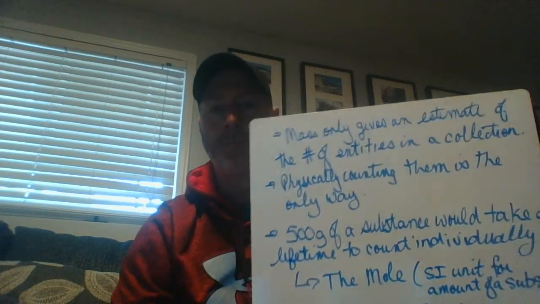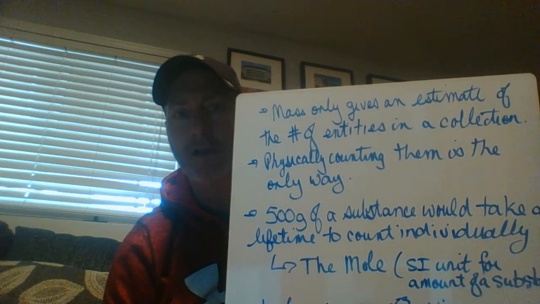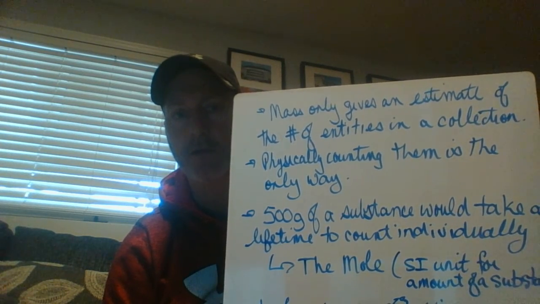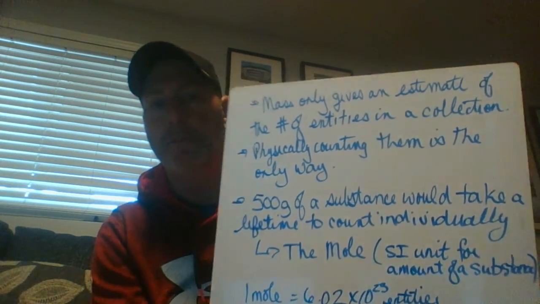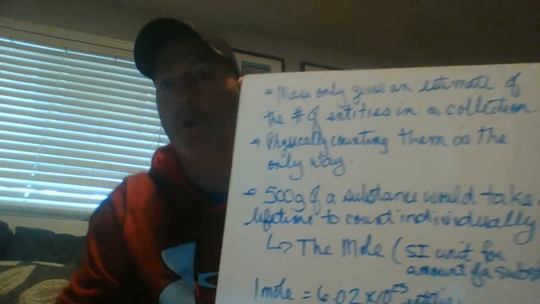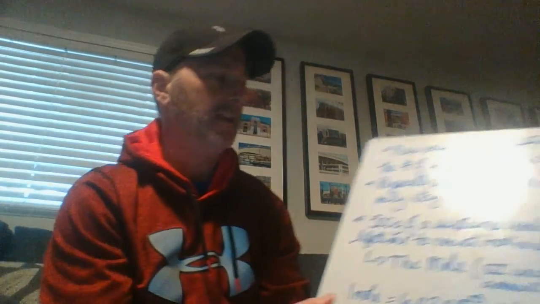Because of that, one of the things that I wrote here in our little notes as a summary is that mass only gives us an estimate of the number of entities in any collection. So it's only an estimate. Mass is only giving us what you did in that mini investigation. It really gives us an estimate of the number of grains of rice in whatever particular sample it is.